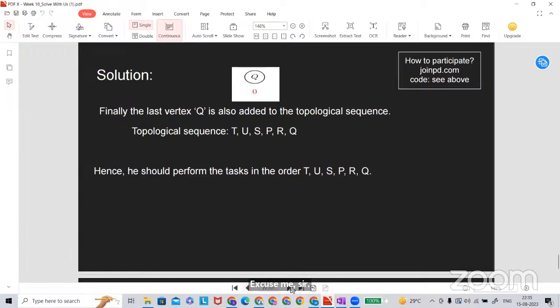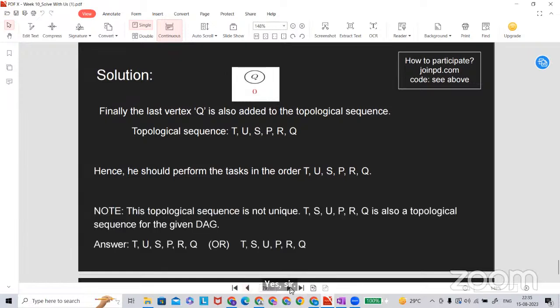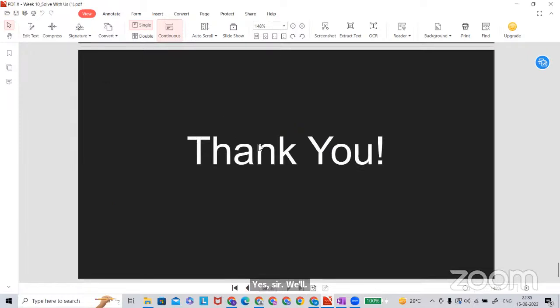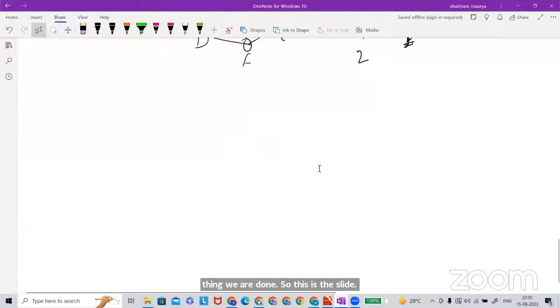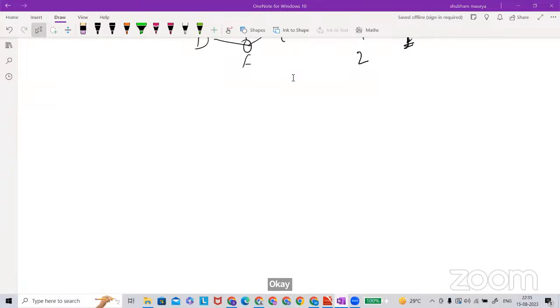Sir, will you be taking doubts after the slides? Yeah. So now the slides have finished. Now the final thing we are done. So the slide is done. So doubts you can now ask. Yes, actually, I do have doubts in week 10. Okay. Concepts of independent set and vertex cover. One by one, please take your doubts.